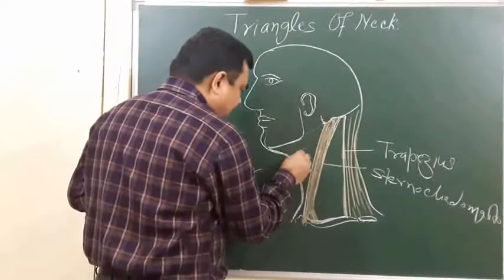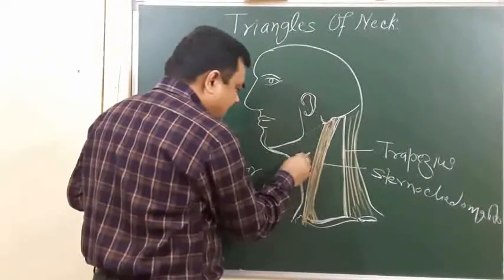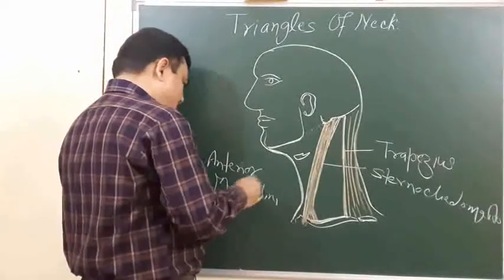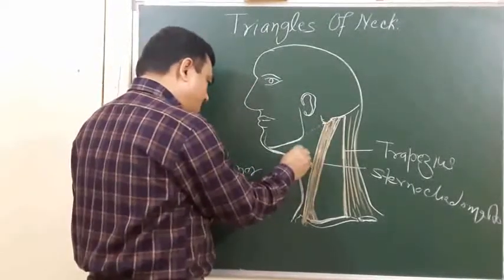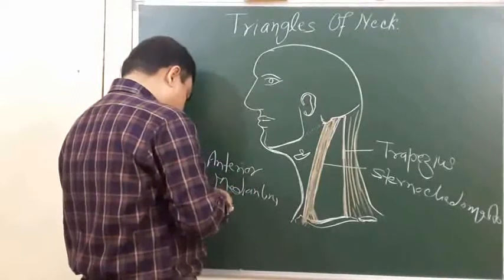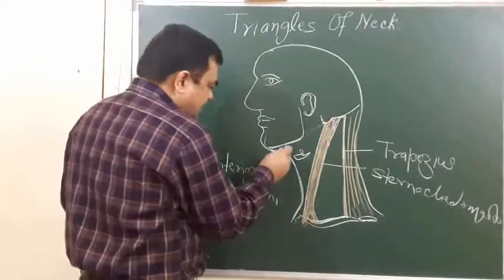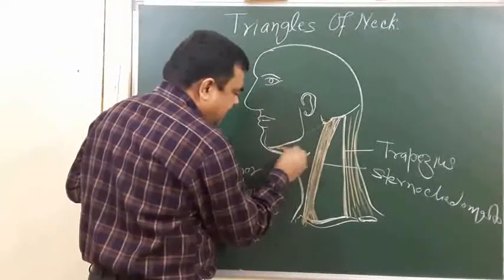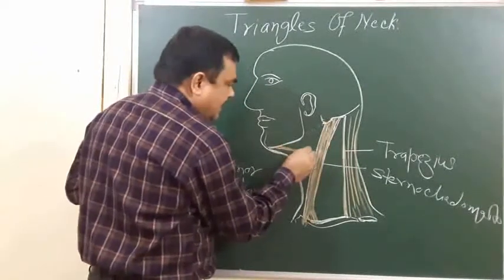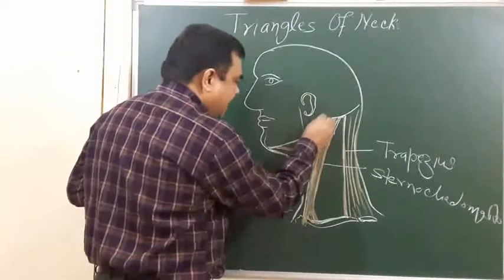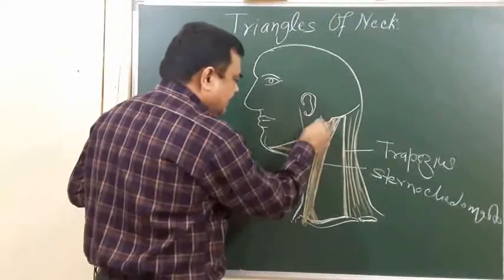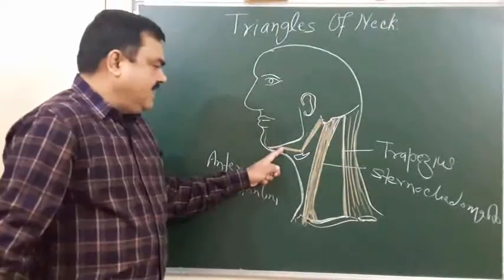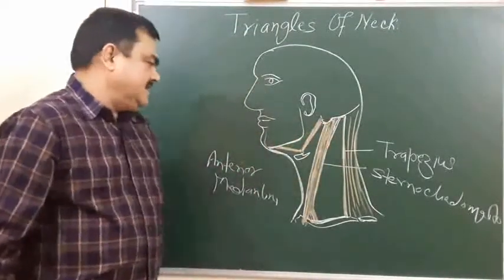Here is the position of the hyoid bone. This is the hyoid bone, and here is a fibrous pulley. Here is the anterior belly of the digastric muscle. Here is the posterior belly of the digastric muscle. So anterior belly of the digastric, posterior belly of the digastric.